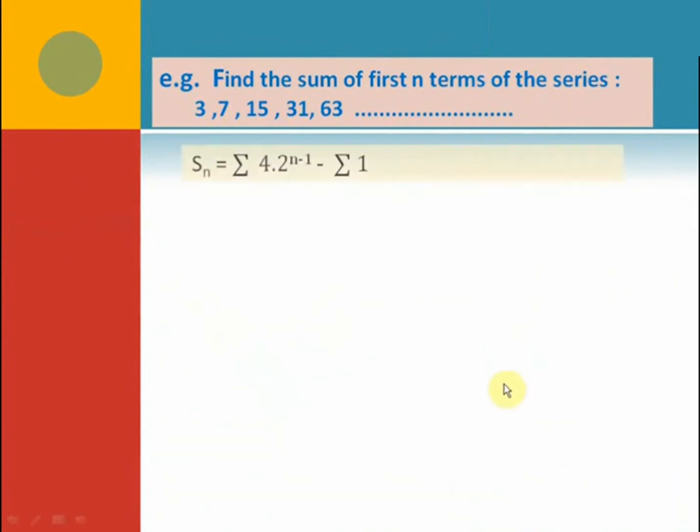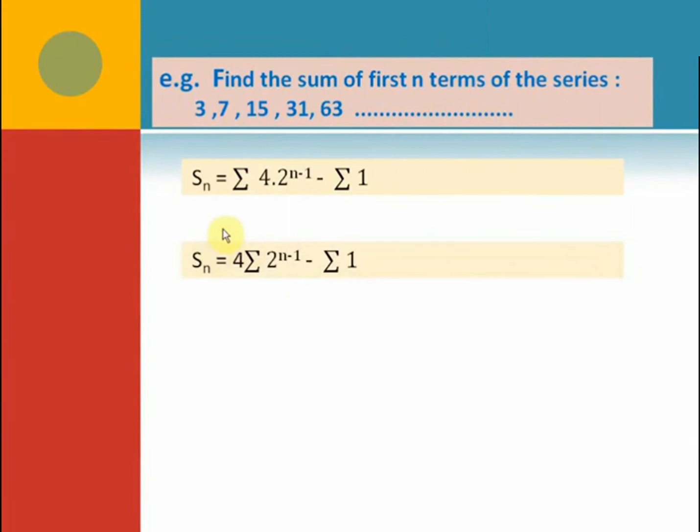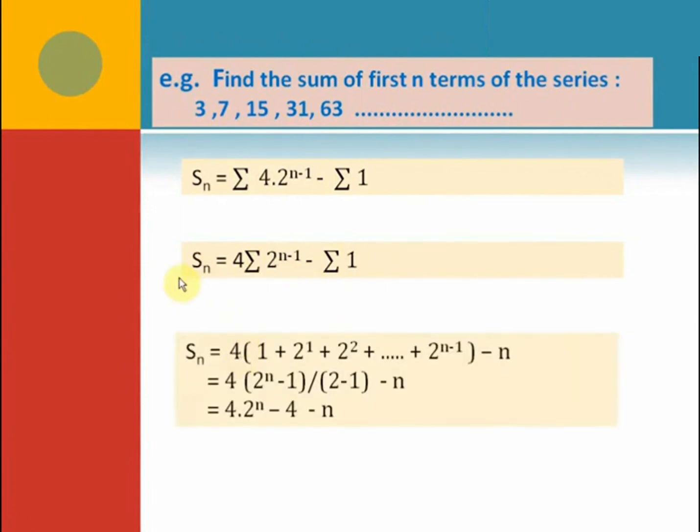Now Sn would be summation of 4 into 2 to the power of n minus 1 minus summation of 1. This would be Sn equal to 4 into summation of 2 to the power of n minus 1 minus the summation of 1. Now Sn would be equal to 4 into 1 plus 2 square and so on up to 2 to the power of n minus 1 minus n. This is a GP such that the common ratio is equal to 2 and the number of terms is equal to n. Therefore this would be equal to 4 into 2 to the power of n minus 1 divided by 2 minus 1, and this is minus n.